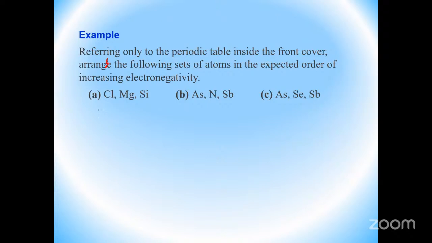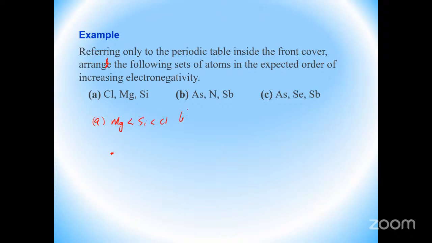So remember now, the trend is going left to right, the electronegativity increases, going from bottom to top of any group, the electronegativity increases. So the first series here is chlorine, magnesium, and silicon. So let's see, magnesium is there, chlorine is there, silicon is there. Okay, they're all in the same period, right? So which of these would be, let me see, it says increasing. Okay, so we're starting from the lowest to the highest. Which of these would have the lowest? Magnesium, followed by silicon, followed by chlorine. Exactly. So that's the answer for A.